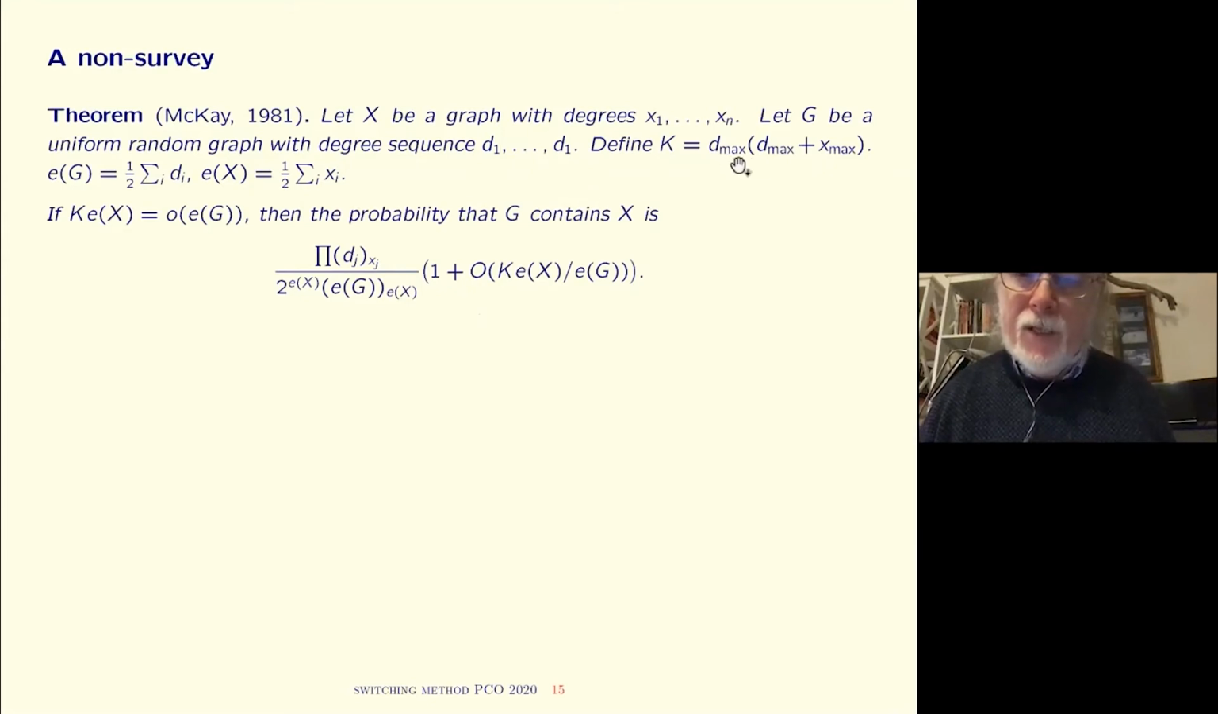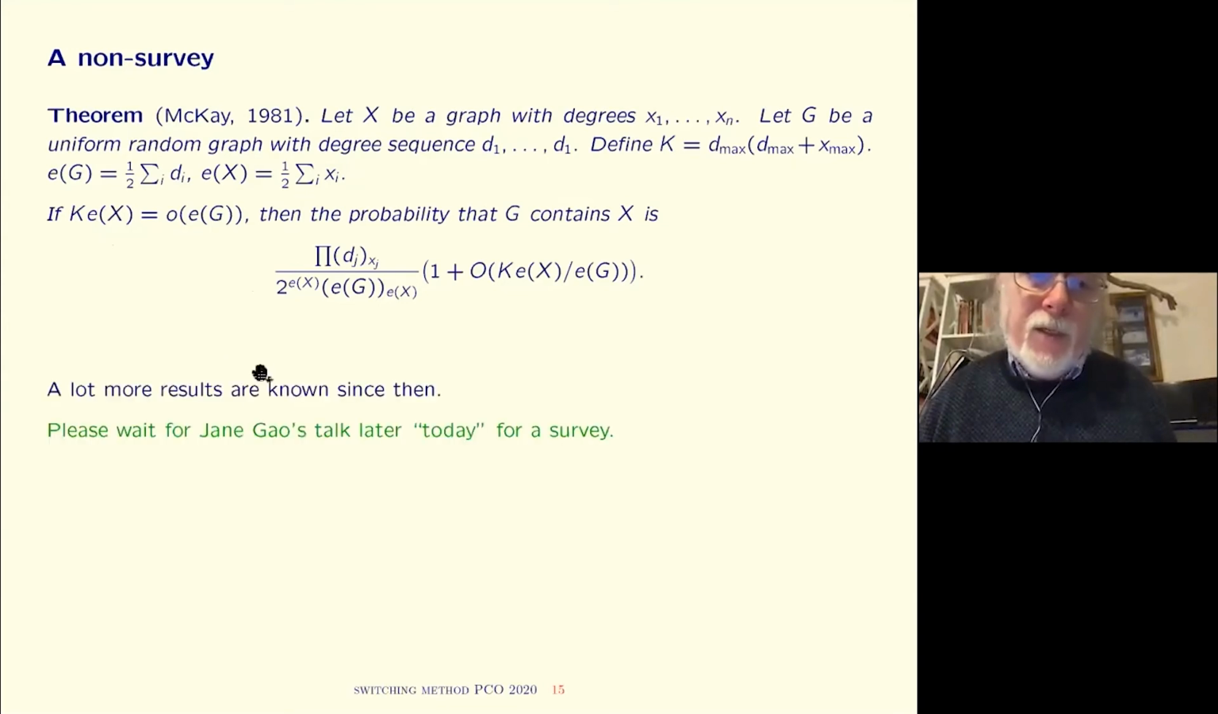So this expression here, d max squared plus d max x max, multiplied by the number of edges in x, has to be little o of the number of edges. This has been improved quite a few times since then, but I'm not going to survey it because Jane Gao's going to talk about this and related things in her talk later today. I put today in quotes because that's 4 a.m. for me.